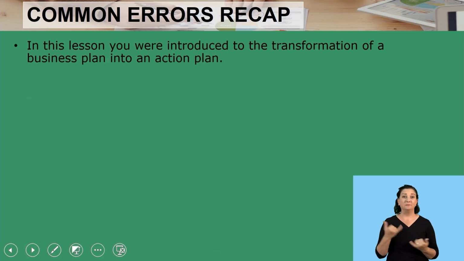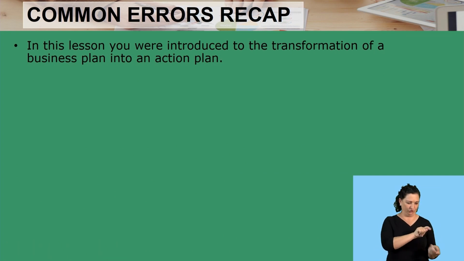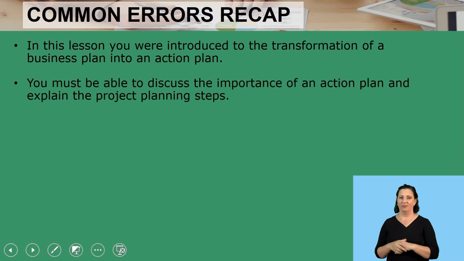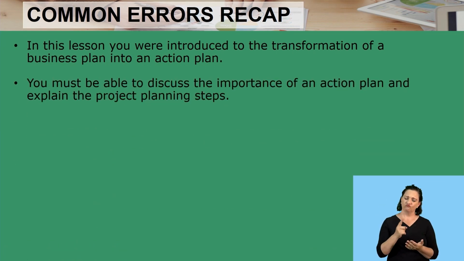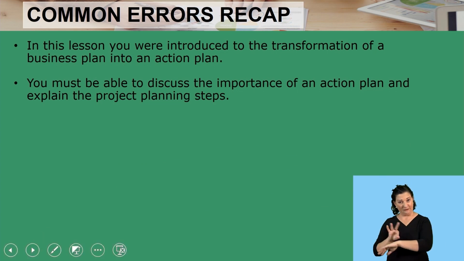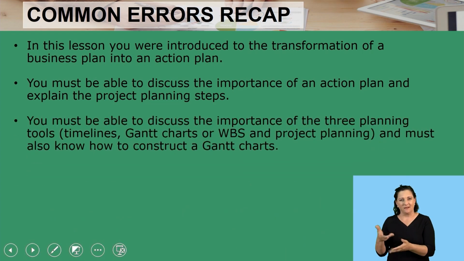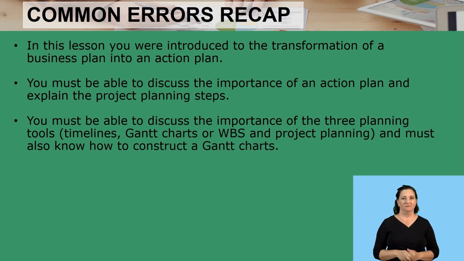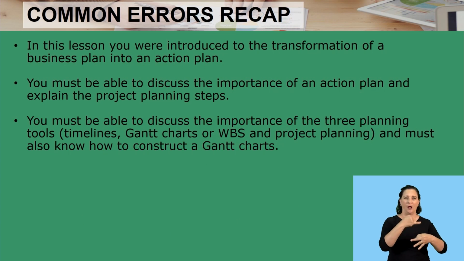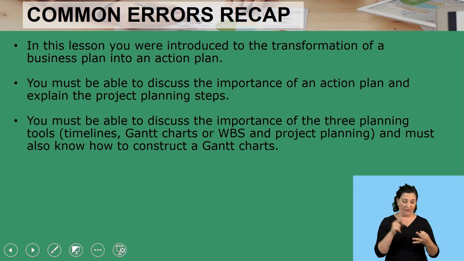Now let's look at the common errors and recap. In this lesson, you were introduced to the transformation of a business plan into an action plan. So by now, you must be able to discuss the importance of an action plan and explain the project planning steps. You must be able to discuss the importance of the 3 planning tools, namely your timelines, Gantt charts, or work breakdown structure and project planning, and must also know how to construct a Gantt chart.